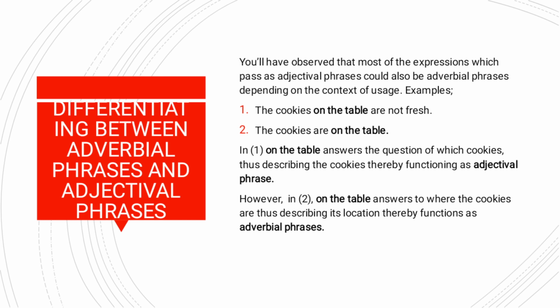Example 2, the cookies are on the table. In example 1, on the table answers the question of which cookies, thus describing the cookies, thereby functioning as adjectival phrase. However, in example 2, on the table answers where the cookies are, thus describing their location, thereby functioning as adverbial phrase.